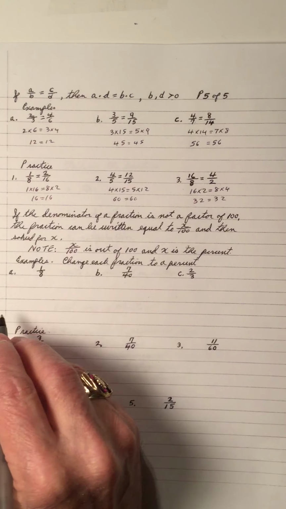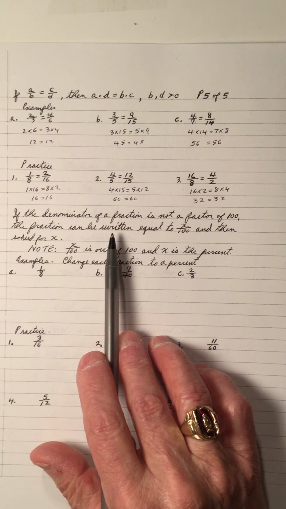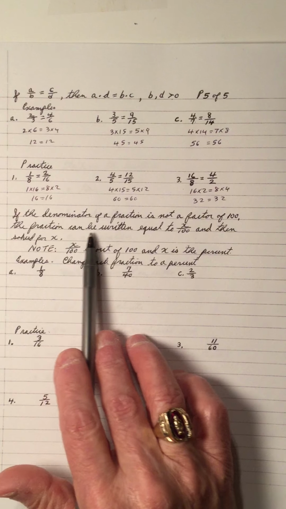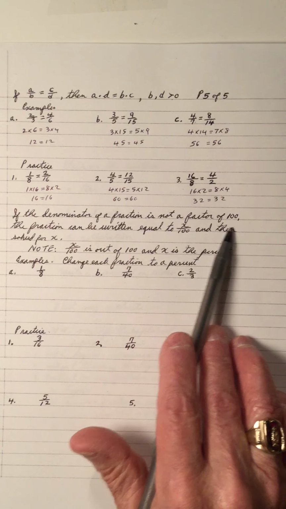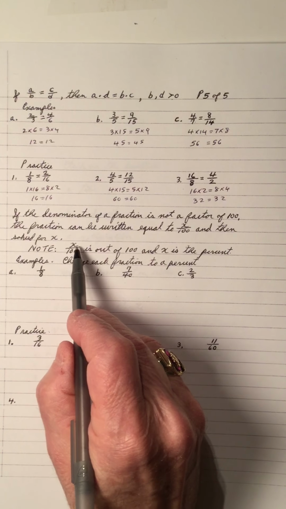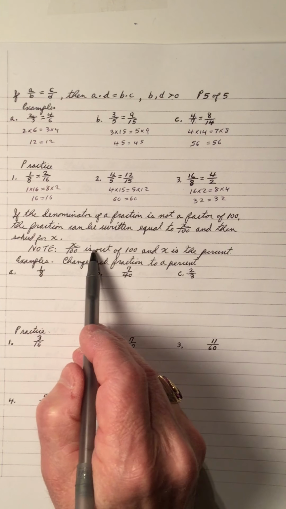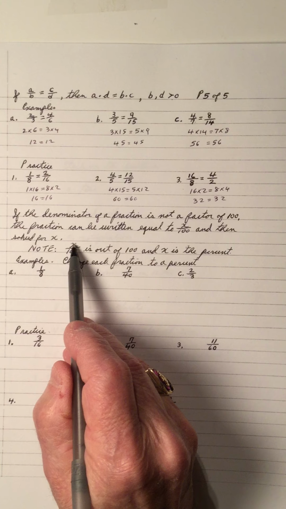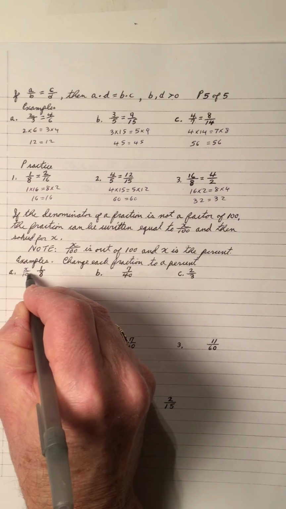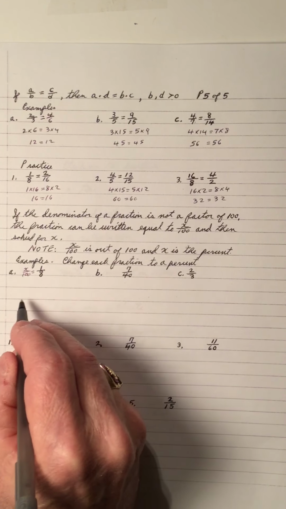It's your choice. If the denominator of a fraction is not a factor of 100, like we had on the previous page, like a 25 or a 10 or a 20, the fraction can be written equal to x over 100 and then solved. This is why we did the previous page, so follow me. X over 100 is out of 100, so x is the percent. So let's practice. Write x over 100 equals 1/8. That's x over 100 equals a fraction.